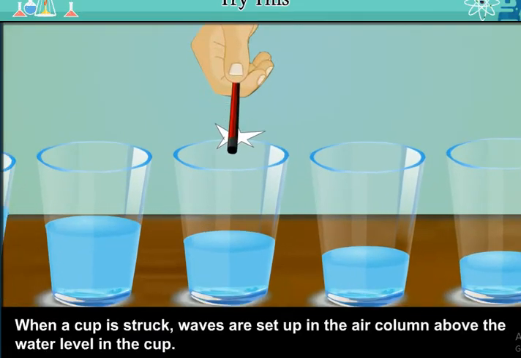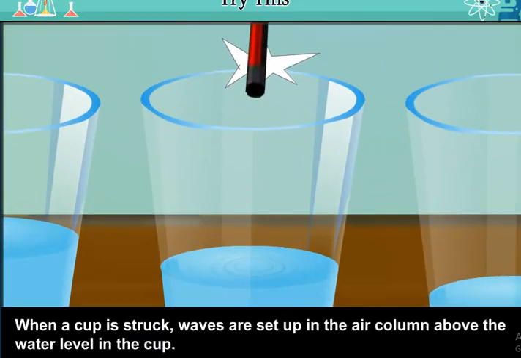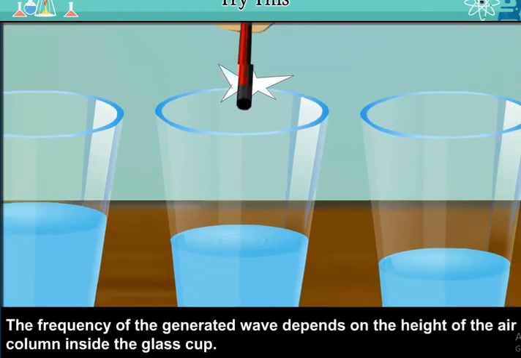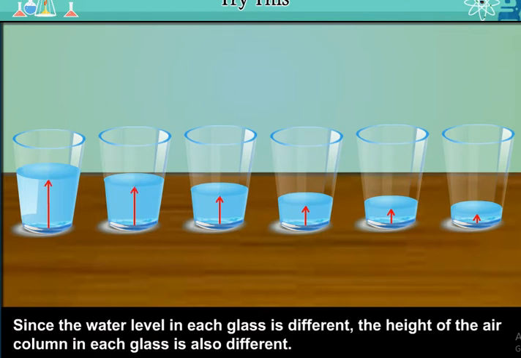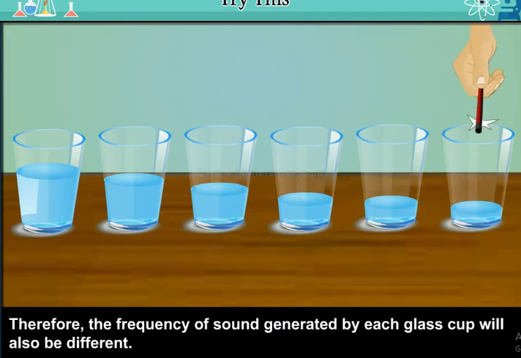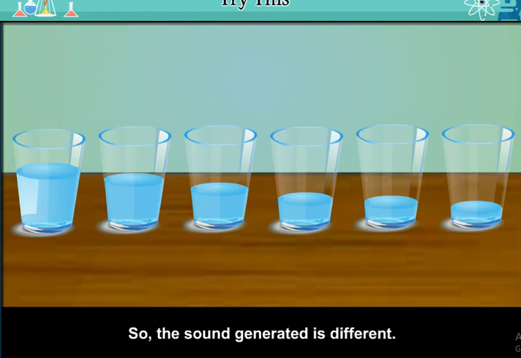When a cup is struck, waves are set up in the air column above the water level in the cup. The frequency of the generated wave depends on the height of the air column inside the glass cup. Since the water level in each glass is different, the height of the air column in each glass is also different. Therefore, the frequency of sound generated by each glass cup will also be different. So the sound generated is different.